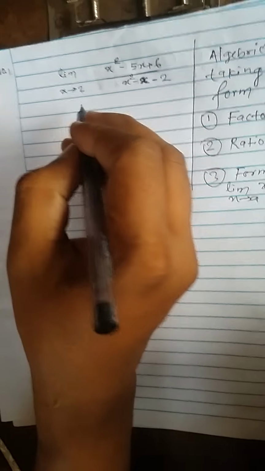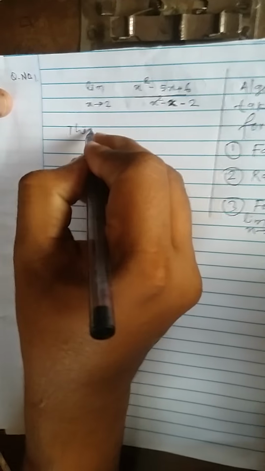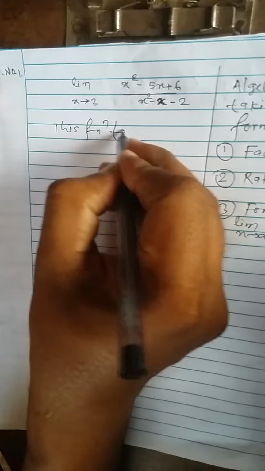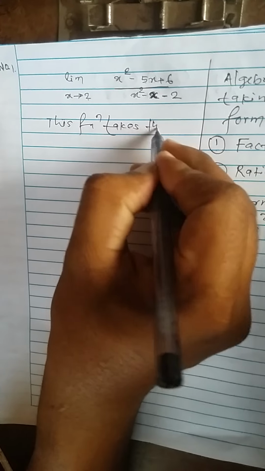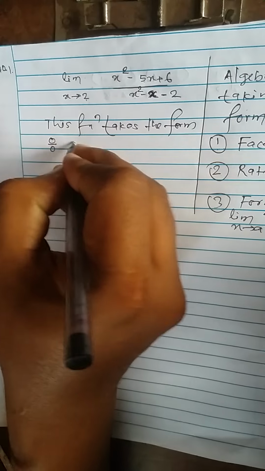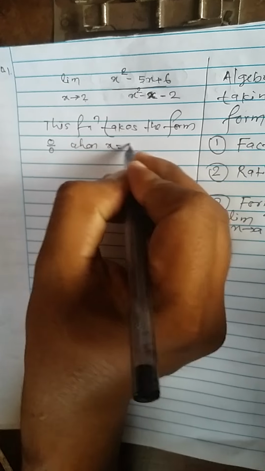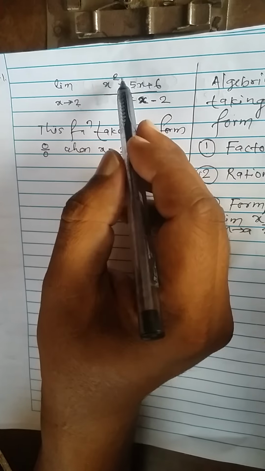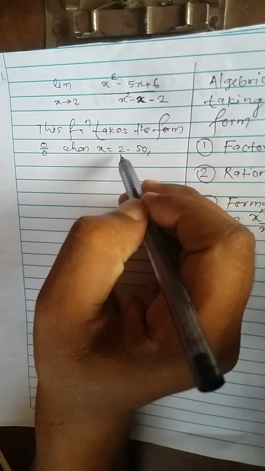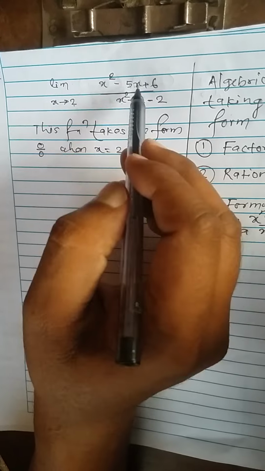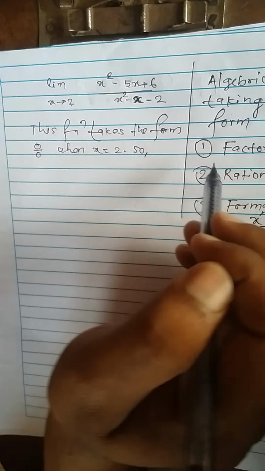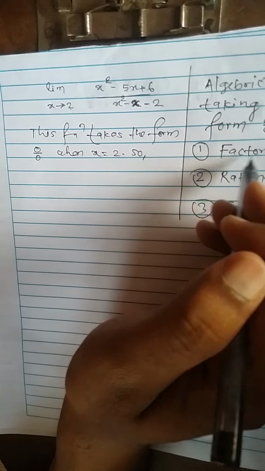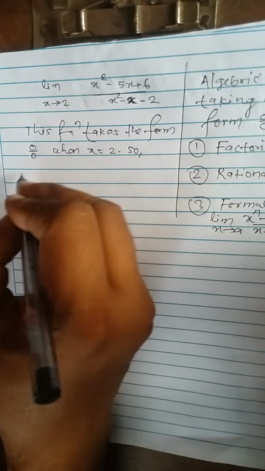First of all, we will write this function. This function takes the form 0 upon 0 when x equal to 2. So if you substitute x equal to 2 here, then the function is going to take the indeterminate form 0 upon 0. And because it is an algebraic function taking the form 0 upon 0, we have three methods. Here the first method will apply, factorize. So let us factorize it.